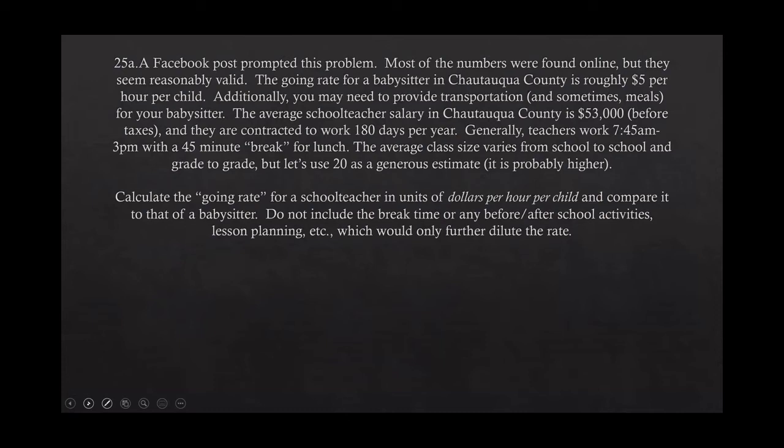All right, so part A here, they want us to calculate the going rate, if you will, for a school teacher in units of dollars per hour per child. So this is what we want to find, for a teacher, and compare that to a babysitter. So basically, what's a teacher being paid in dollars per hour for every one of those children in their classroom? And how does that rate compare to a babysitter?